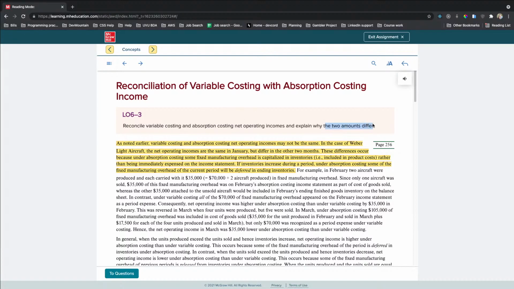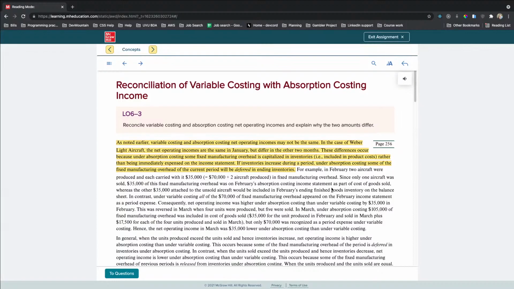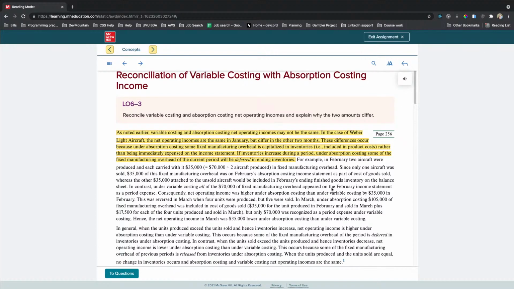I thought we just talked about why the two amounts differ. They differ because in variable costing, the fixed manufacturing overhead costs get sent right to the income statement, whereas the variable costs go to work in process. The opposite is true for absorption costing; it just sends everything to work in process.